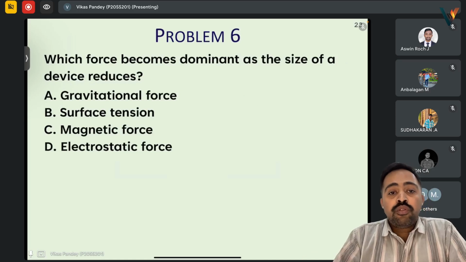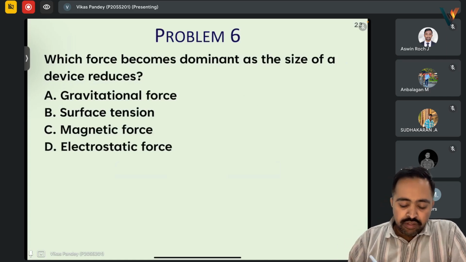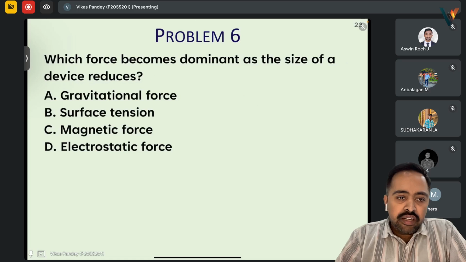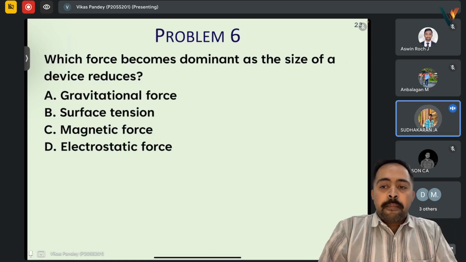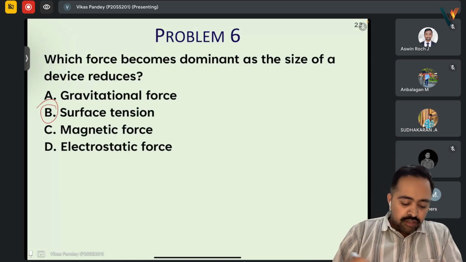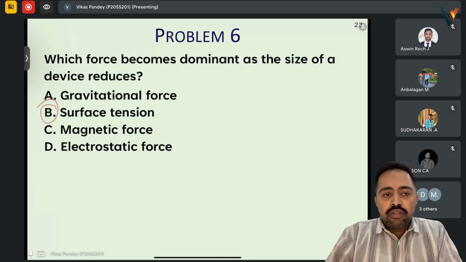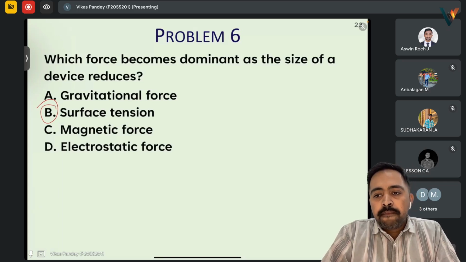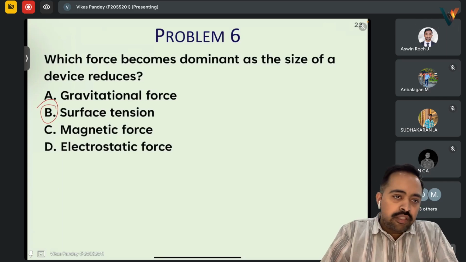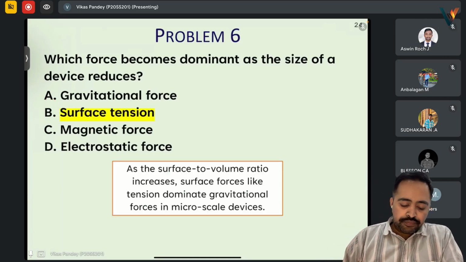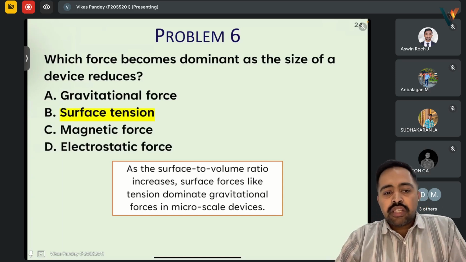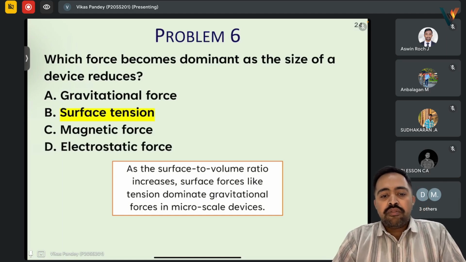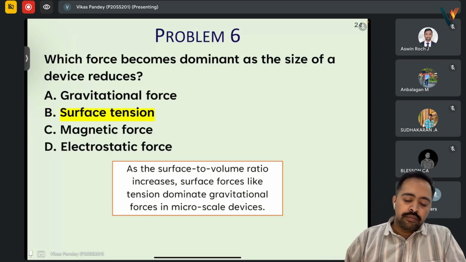Which force becomes dominant as the size of a device reduces? Gravity, surface tension, magnetic force, or electrostatic force? Yes, surface tension. Good. Any other answers to this? Surface tension. Good. So, as the surface to volume ratio increases, surface forces like tension dominate gravity forces in microscale devices.